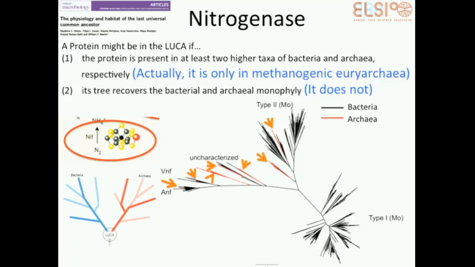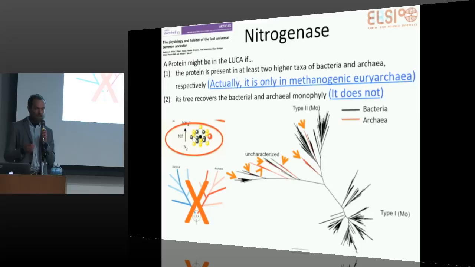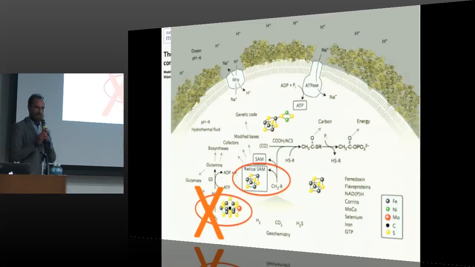That leads us to call them archaea and bacteria and give them the designation of different domains. The nitrogenase tree doesn't look like that. So what I want to suggest to you is that, based on the authors' criteria, this is not a candidate to put into the last common ancestor of archaea and bacteria. So I'll put an X through that.